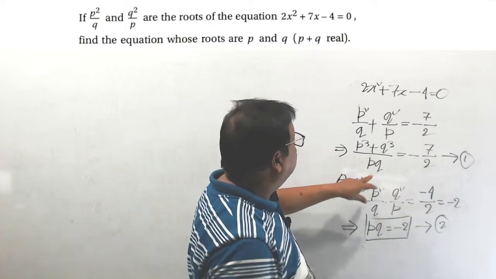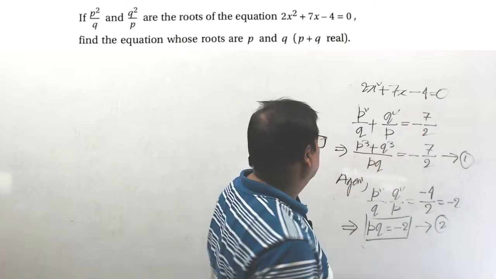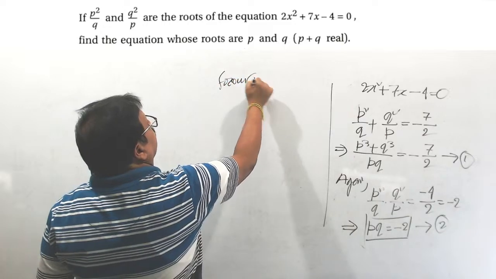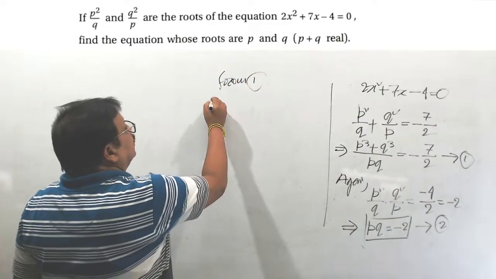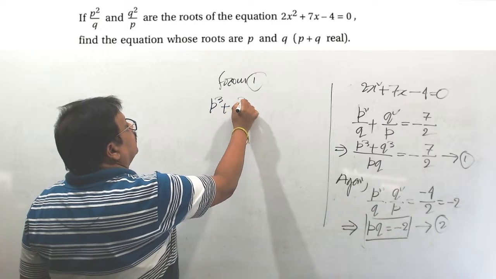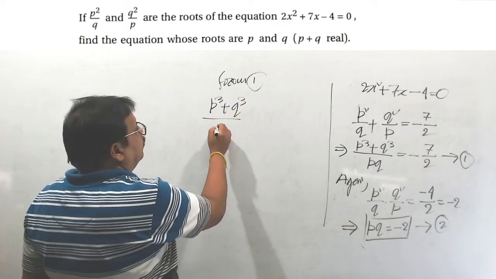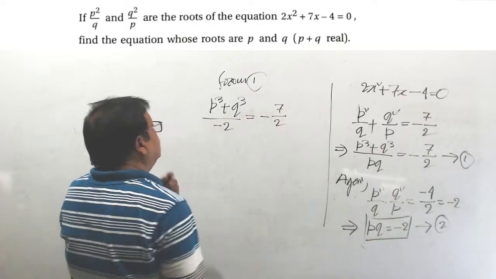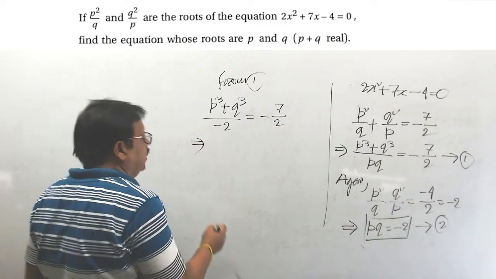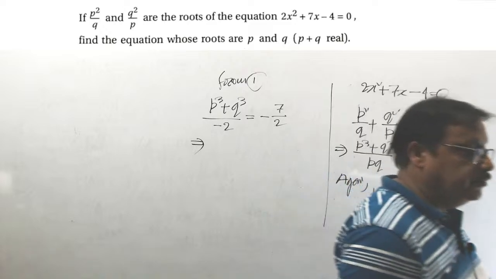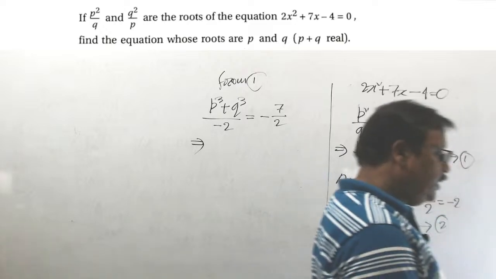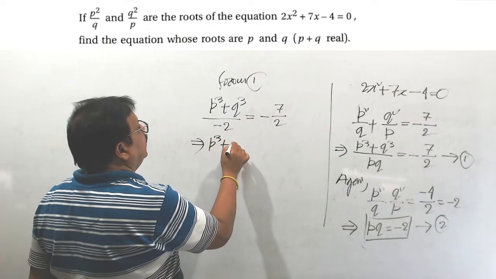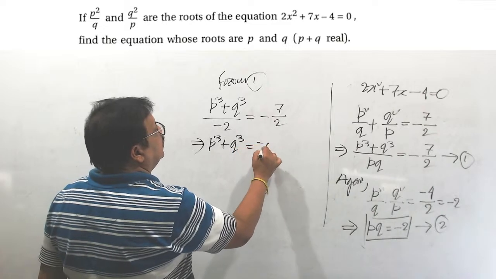pq is here. Now put the value of pq in 1. So from 1, what do you get? (p cube plus q cube) divided by minus 2 is equal to minus 7 by 2. Understood? This implies minus 2 cancels. That is p cube plus q cube is equal to 7. Understood?